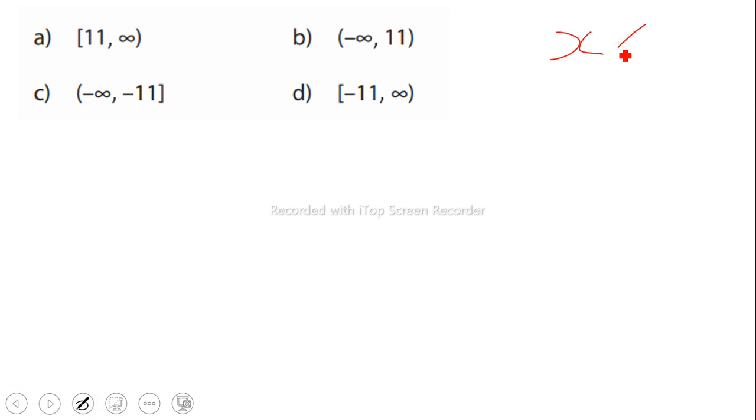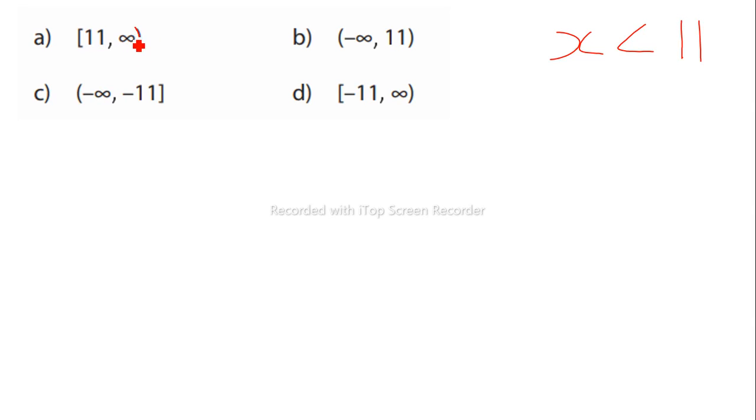X is less than 11. X is strictly less than 11. So which one of these works? So let's try this one. What is it saying? Well, certainly this is saying that we include positive 11. All right, and here we are open on positive infinity.